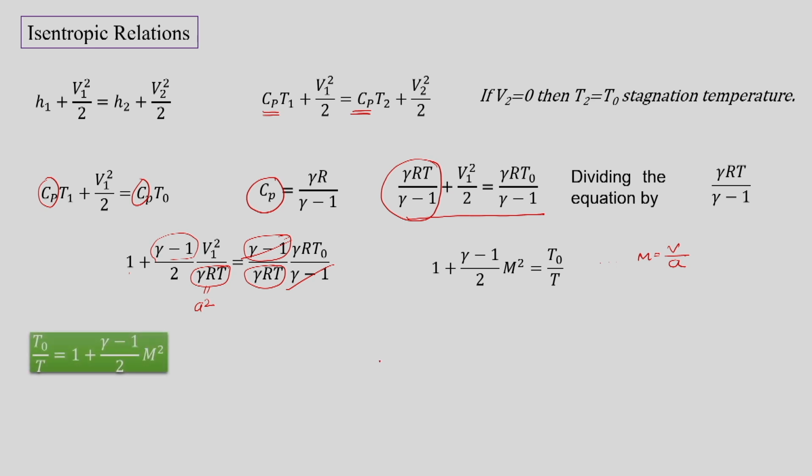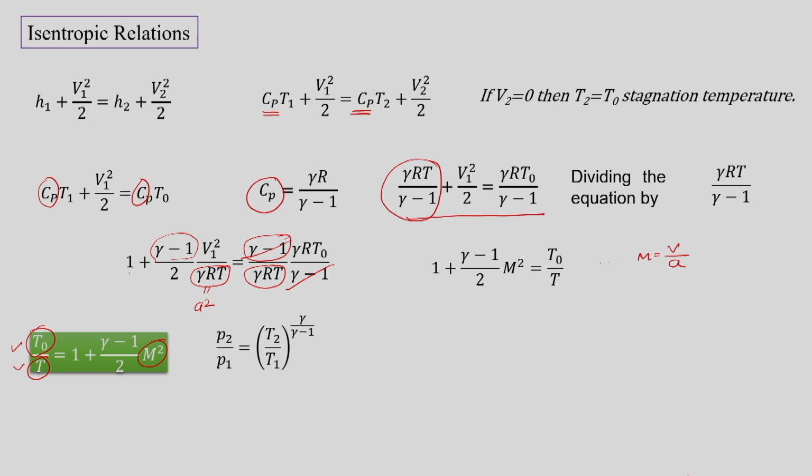Therefore, we get an expression which says that T naught upon T is equal to 1 plus gamma minus 1 by 2 M square. So here basically if we know the static temperature and the Mach number of the flow, then we can know the total temperature, or otherwise if we know the total and static temperatures, then we can find out the Mach number of the flow.